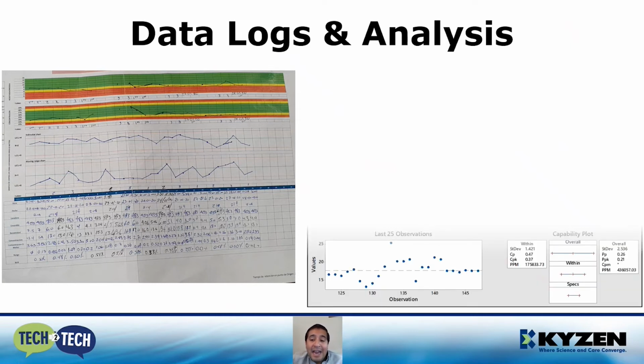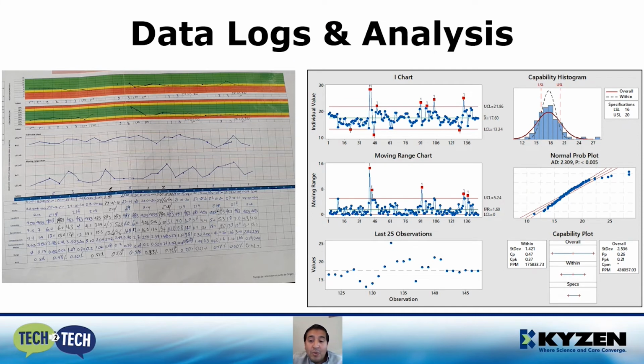We analyzed the data from a customer who was using a controller and manual concentration readings like what I just described. After running it through Minitab SPC, it showed a CPK of 0.37 and a PPK of 0.21.